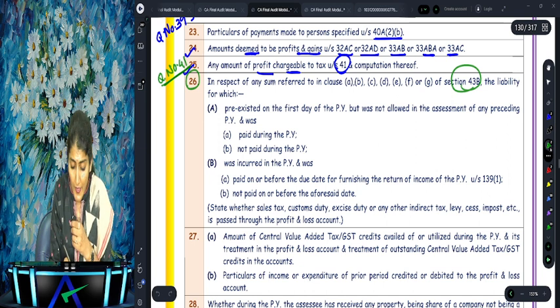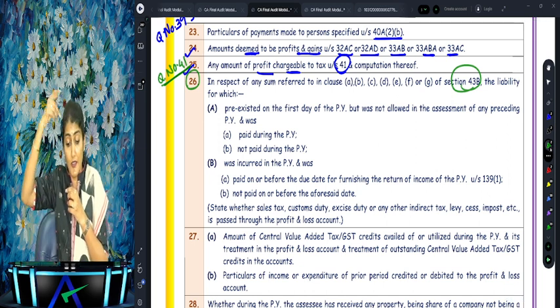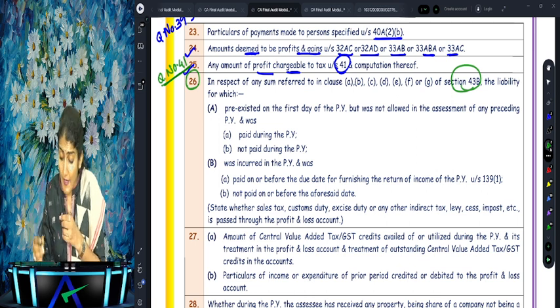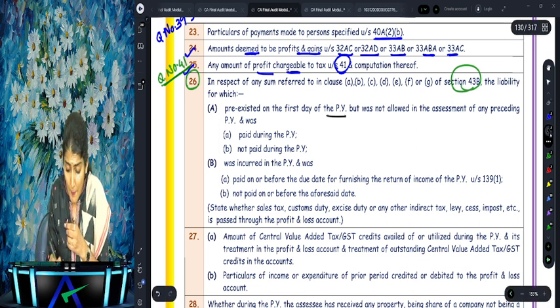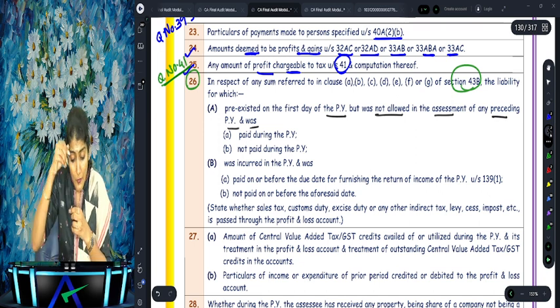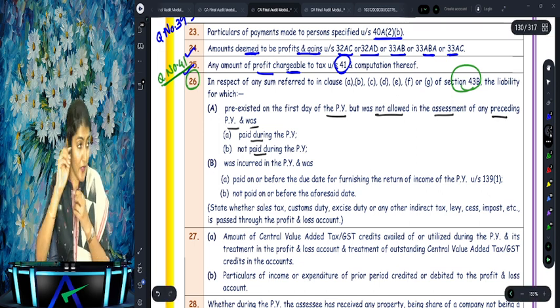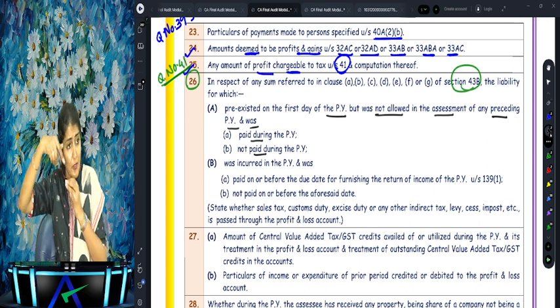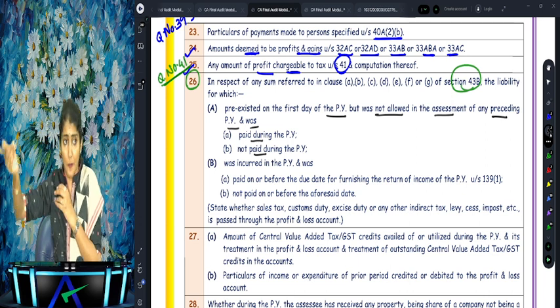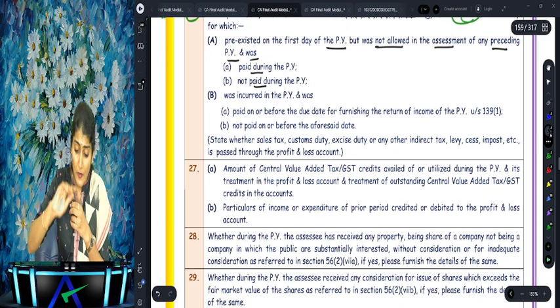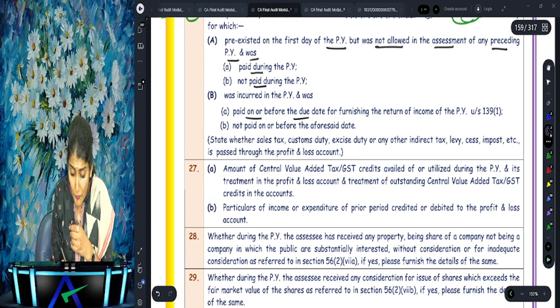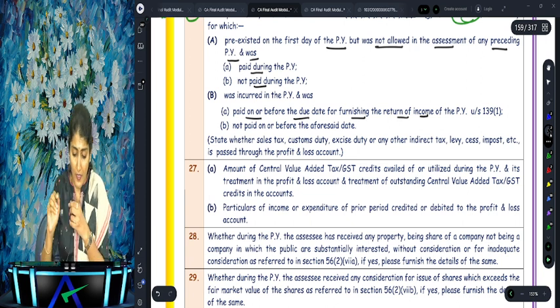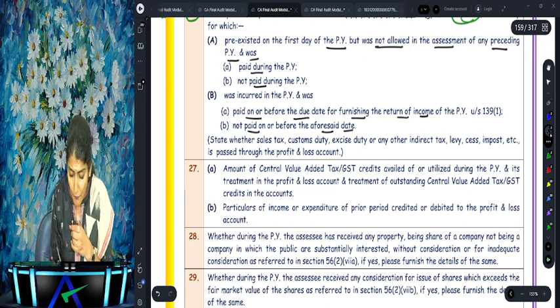In respect of any sum referred to in A, B, C, D, E, F, G of section 43B, the liability for which pre-existed on the first day of the previous year but was not allowed in the assessment of any preceding year, and was paid during the year or not paid during the year. So was it your opening liability in the previous year? Yes. And during this year, did you pay it, or did you not pay it this year also? And second, was it incurred in the previous year and paid on or before the due date for furnishing the return of income, or not paid on or before the aforesaid date also.